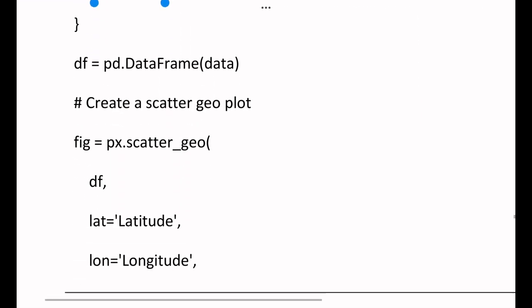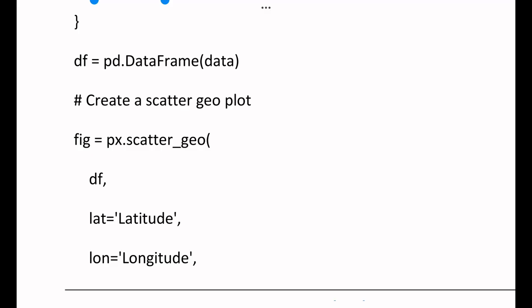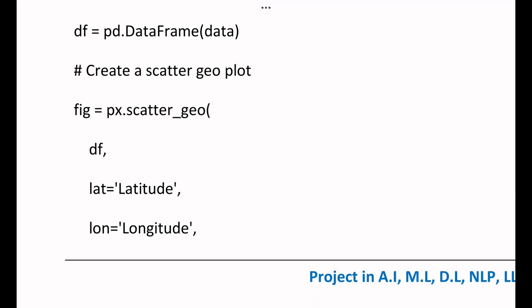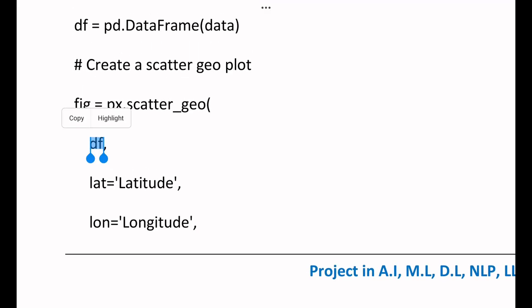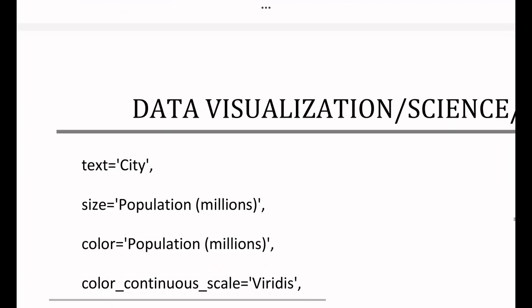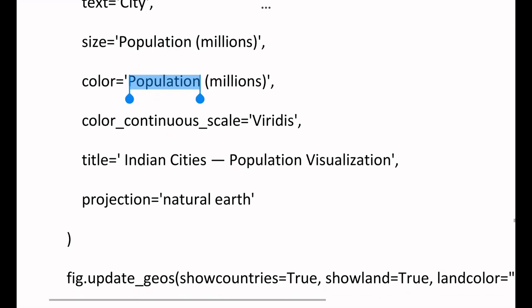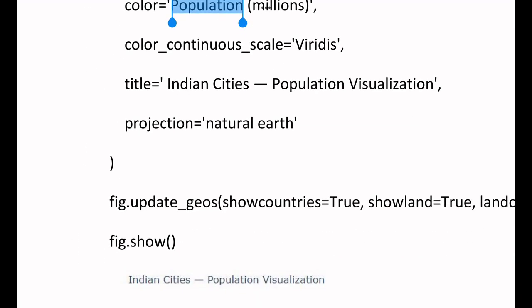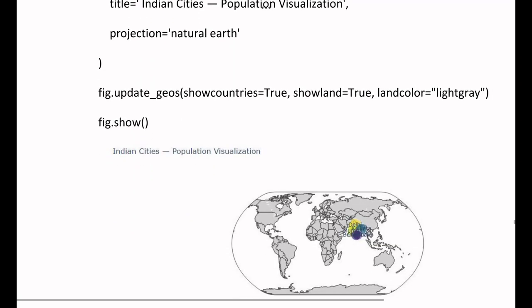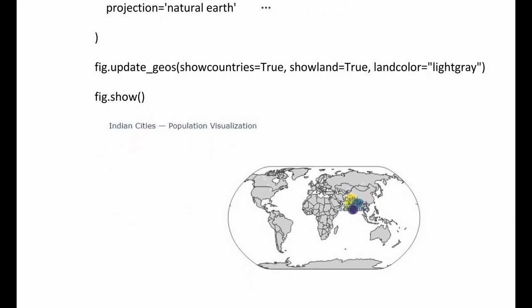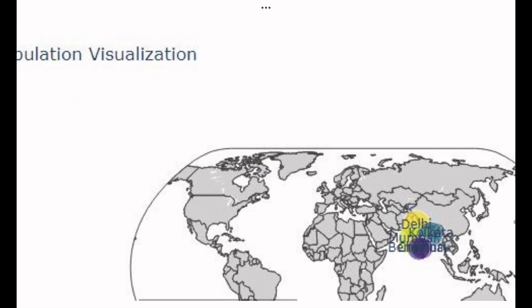Now I am creating the scatter geo plot. This is my data frame, and I am taking my latitude and longitude, my city, and my population. I am giving colors to my populations, scalable sizes, and some titles. At last I will display it and update the geo, and it will print the map.